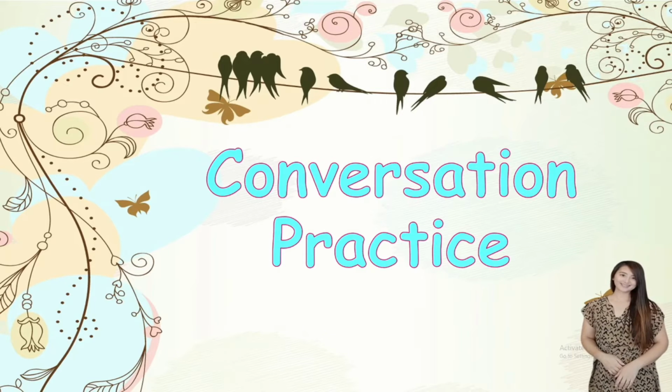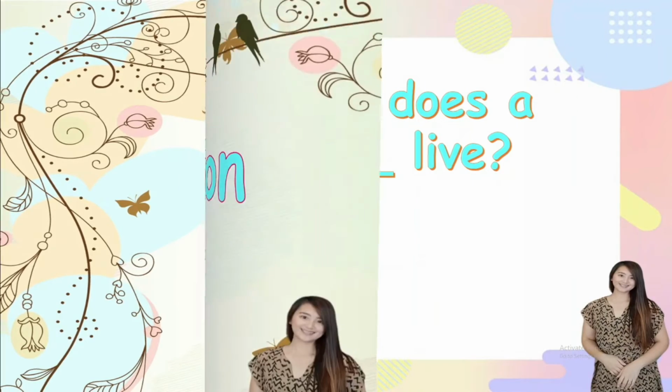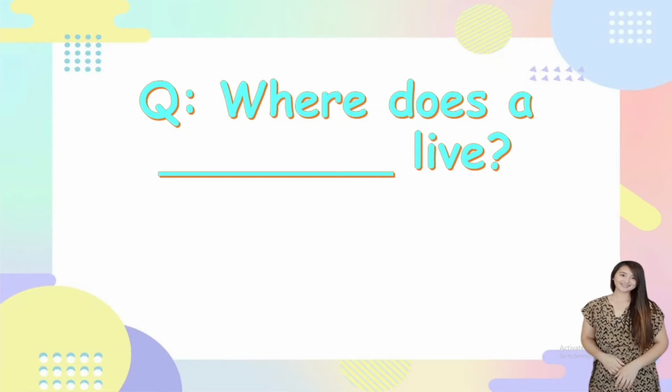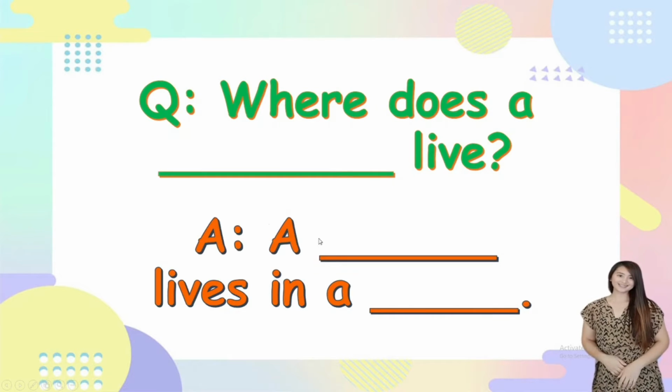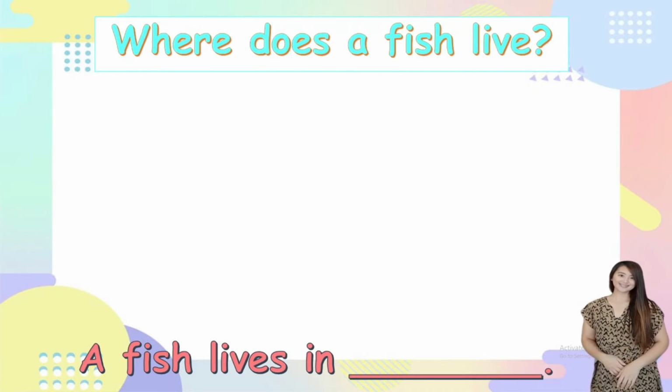Let's have a conversation practice. Where does a blank live? For example, where does a dog live? Where does a fish live? Where does a rabbit live? The answer is a blank lives in a blank. For example, a dog lives in a kennel. A rabbit lives in a hutch. A fish lives in an aquarium. For a fish, we have an aquarium. So let's start. Where does a fish live?